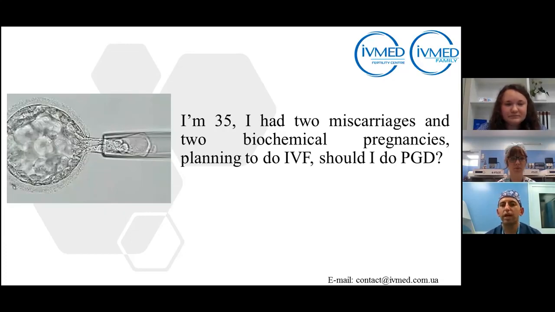Okay, as I say, above 35 there is always risk, and we have to talk about the embryo aneuploidy rate. As I say, two miscarriages and two biochemical pregnancies show there is some aneuploidy or anomaly in the embryos. Of course, there definitely should be pre-implantation genetic diagnosis, and given the history of two miscarriages and biochemical pregnancies, I totally suggest NGS total chromosome testing.